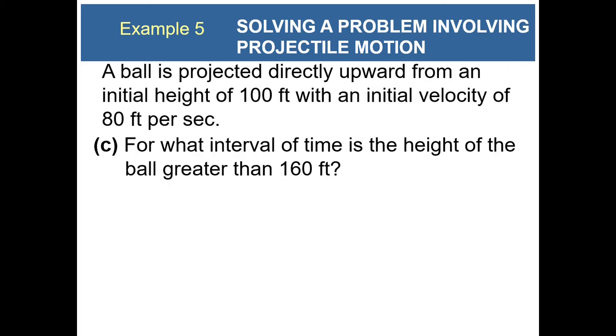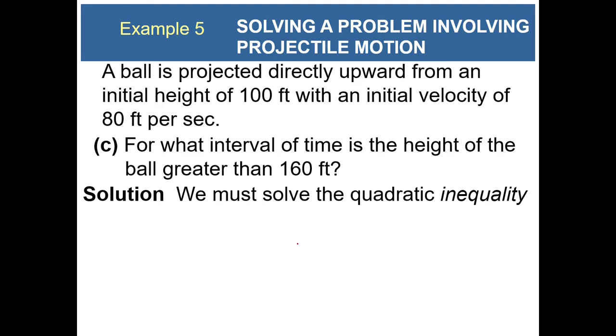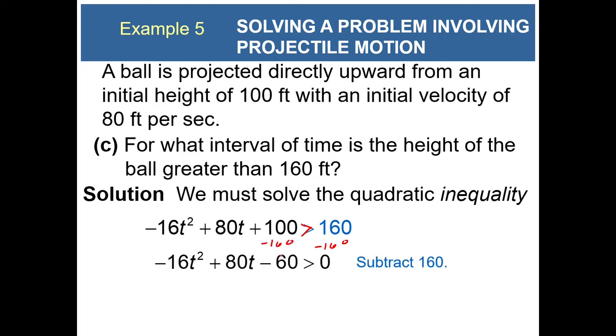Part C. For what interval of time is the height of the ball greater than 160 feet? To do this problem, we must solve the quadratic inequality. We'll take our position function, negative 16t squared plus 80t plus 100, and set that greater than 160. And now we have a quadratic to solve, so we'll subtract 160 from both sides. This results in negative 16t squared plus 80t minus 60 is greater than 0.